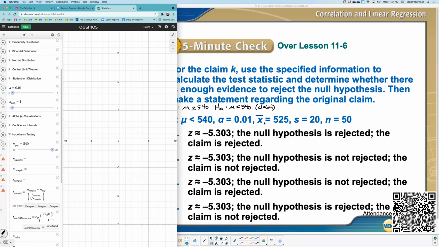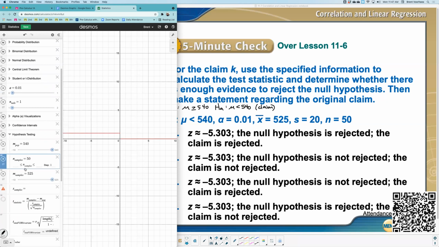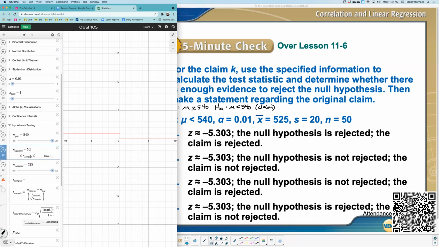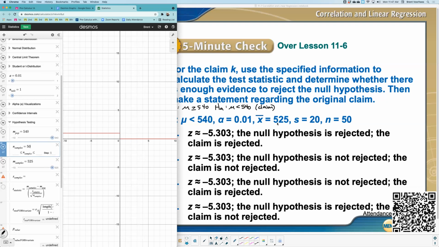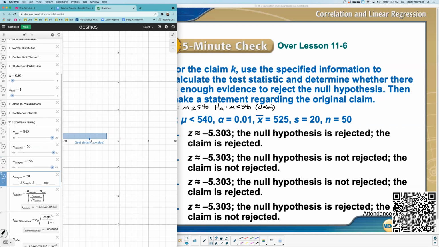The X bar, which is the mean of the sample, is 525. We have a total number of samples that is 50, so we use the normal distribution rather than the t-distribution because it's greater than 30. The standard deviation here is 20. Is that all of it? Alpha, we got all that information in there. Okay, so now let's show you the visual.